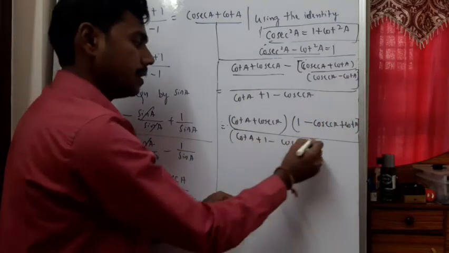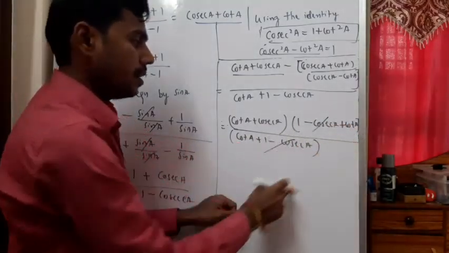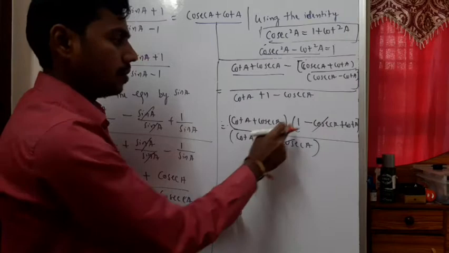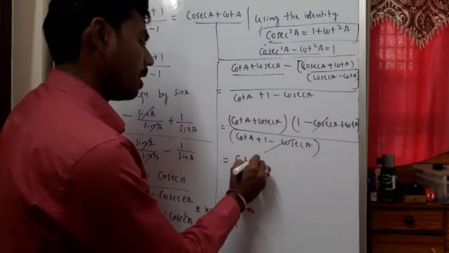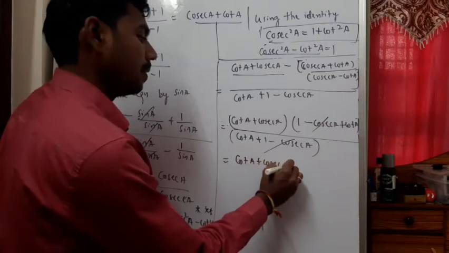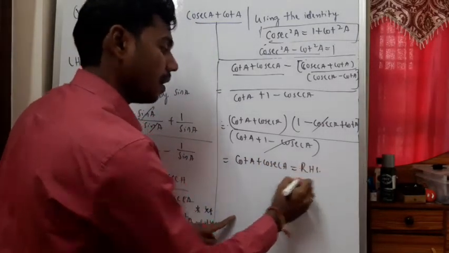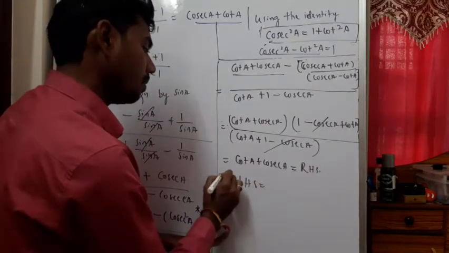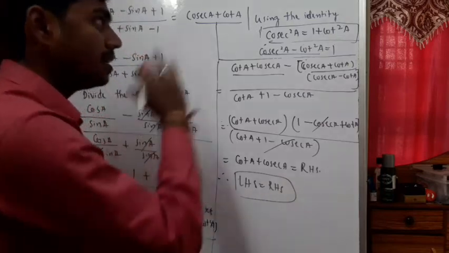So this and this is equal, it will get cancelled. Cot A is there, minus cosecant A plus 1 is there, plus 1 is there. So now we are left with cot A plus cosecant A, which is equal to RHS. Therefore LHS is equal to RHS, hence we have proved it. So please note this down.